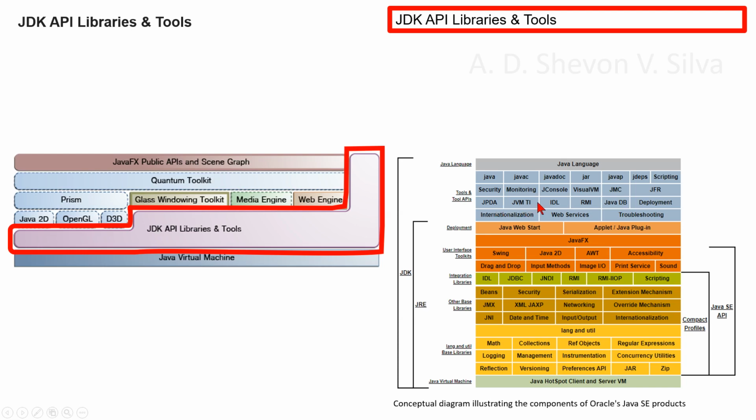JVM TI, Java Virtual Machine Tool Interface. The JVM tool interface, JVM TI, is a native programming interface for use by tools. It provides both a way to inspect state and to control execution of applications running in the Java Virtual Machine, JVM. JVM TI supports the full breadth of tools that need access to JVM state, including but not limited to profiling, debugging, monitoring, thread analysis, and coverage analysis tools.